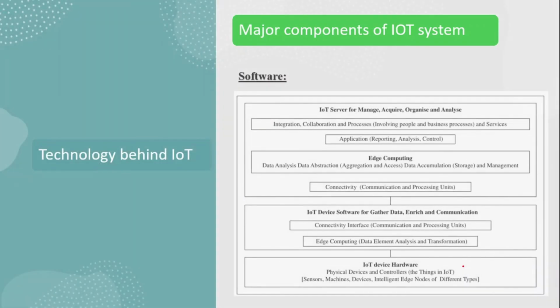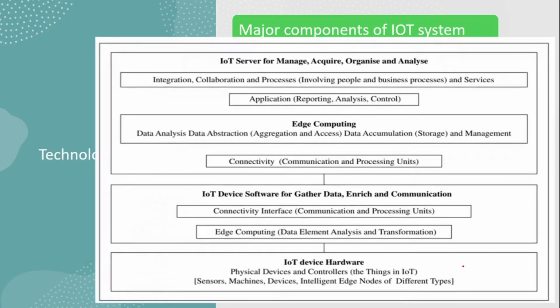So once again I am telling that without processing, communication, which means computation and communication, are compulsory in IoT. Only computation or only communication is not possible.